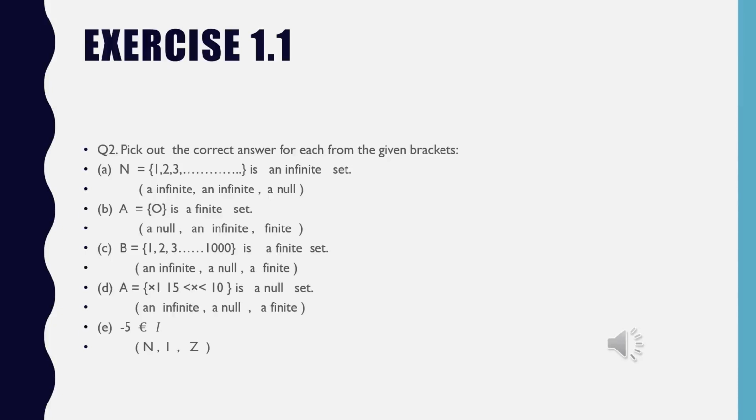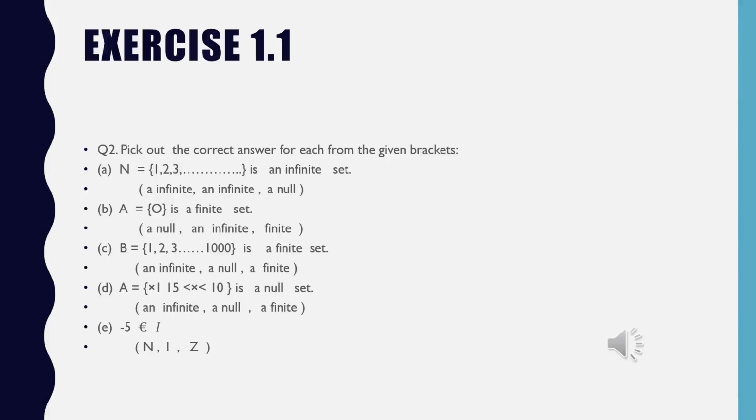Third part of this question: B is equal to {1, 2, 3, ... till 1000} is a dash set. The options are an infinite, a null, a finite. It is also a finite set because the elements inside the curly bracket of set B are from 1 till 1000. So it is countable, so the answer will be a finite set.